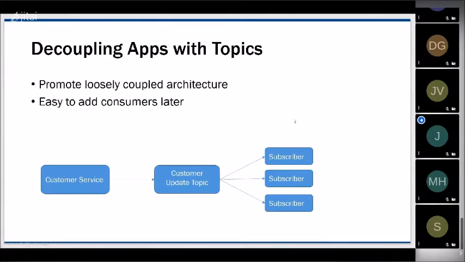And what this does is it promotes loosely coupled architecture. If we didn't have this message broker in the middle, this topic, the customer service would have to keep track of all the different things that had to update when you had a customer update. And this would make the customer service directly dependent on these other subscribers. If you add this additional topic component, that no longer is the case. The customer service is completely independent. It just sends its data to the topic, and then the topic deals with all these additional downstream connections. And it's really easy to add subscribers down the road.